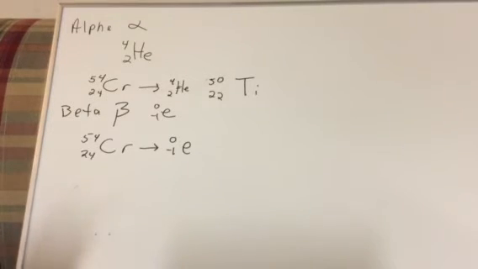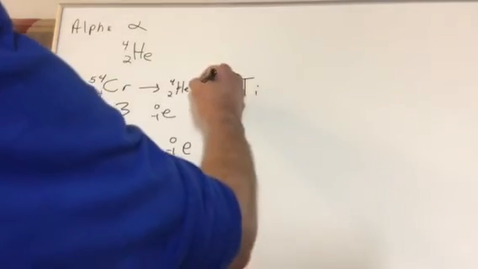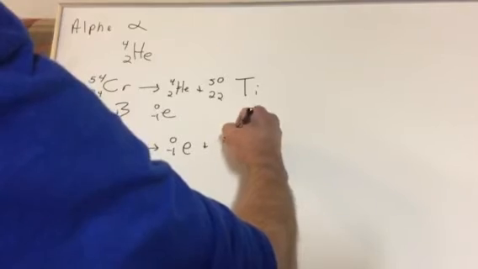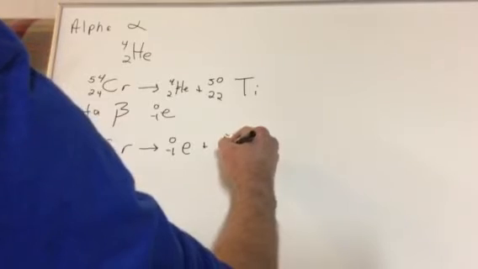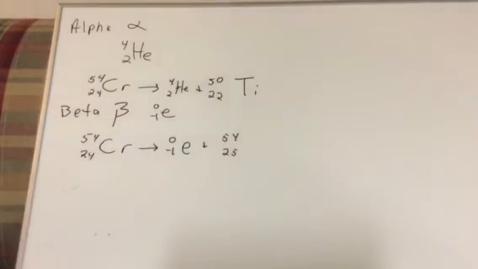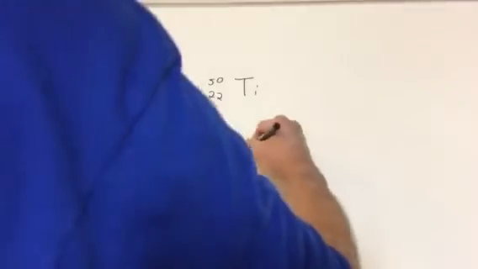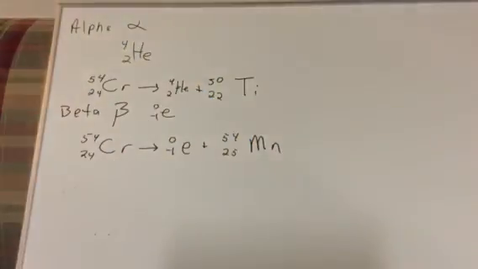So it loses that, and so what happens is then the mass doesn't change, so it's still 54, but this increases in number by 1. Because a neutron, by losing an electron, becomes a proton. And so again, you look at your periodic table, and now you have manganese. Okay, so alpha particle is a helium nucleus. The beta decay is, again, an electron.